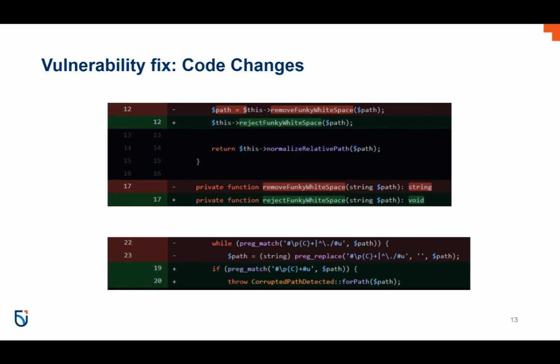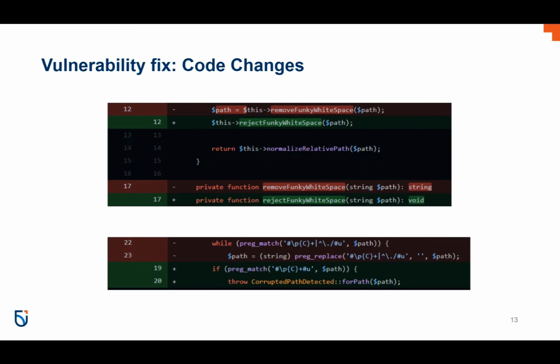In this next slide, we see in red how the code was previously written. We can see that it would replace some of the special characters with white spaces. However, that proved to be insecure. So they replaced it with code that rejects white spaces altogether. And in the code below, we can also see how previously some characters used to be replaced with blank spaces. But in the new code, if it detects an unsupported character within the path name, it will throw the exception instead.